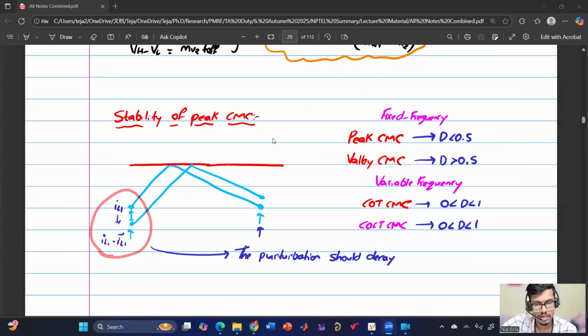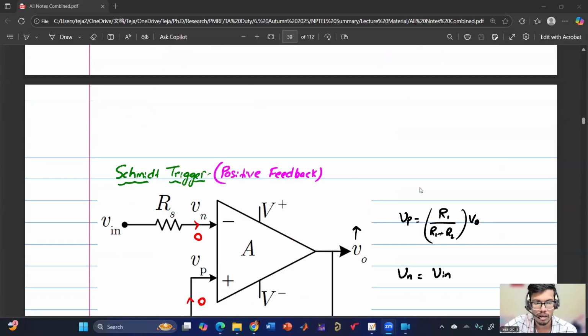Then someone asked about the stability of peak current mode control. We discussed that peak current mode control is stable for D less than 0.5, and valley current mode control is stable for D greater than 0.5. Whereas in the case of variable frequency, we don't have such issues. So variable frequency is better in terms of stability, because fixed frequency will limit the duty ratio of operation depending upon whether we are going for peak current mode control or valley current mode control.